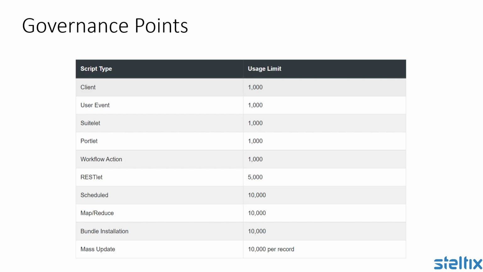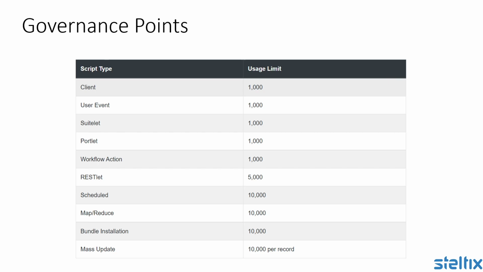So the last important thing that we need to discuss for our script types is governance points. NetSuite has got limitations when it comes to executing your different script types. And your different script types have got different usage limits or governance points that we can use. So as your code is running and you are using certain events, then points are being added. Once you exceed your points, you will get the dreaded usage limit exceeded error from NetSuite.